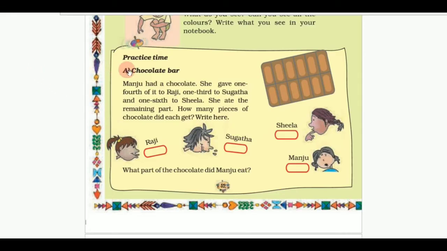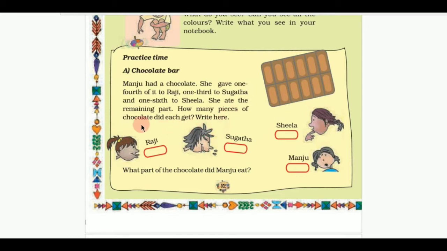So children, here is a practice time, a chocolate bar. Here is given an image of a chocolate bar. So Manju had a chocolate. This is Manju and she had a chocolate. She gave 1/4 of it to Raji. This is Raji. 1/3 to Sugatha. This is Sugatha. And 1/6 to Sheila. This is Sheila. She ate the remaining part. Here is Manju. She ate the remaining part.